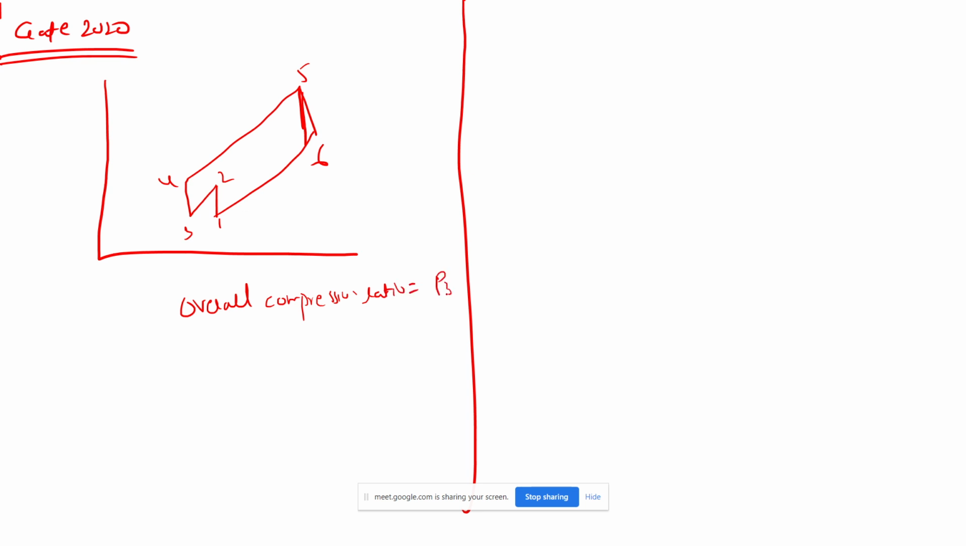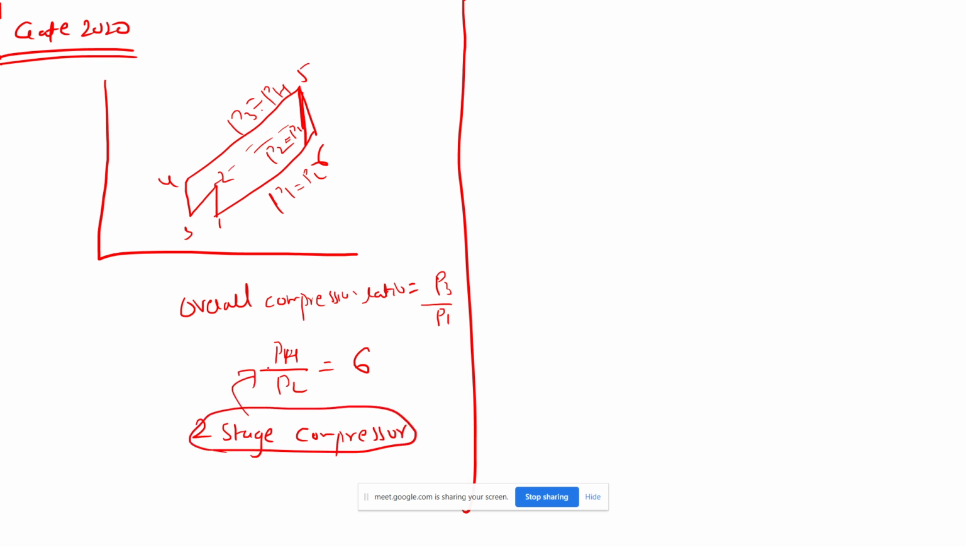They have given P3 upon P1. That is P1, that is P2, that is P3. We can write P lower, P intermediate, and P higher. So they have given the overall pressure ratio, or you can write P higher upon P lower, and what they have given in the question is 6. Okay, so air is compressed in a two-stage compressor, and its overall pressure ratio is given.